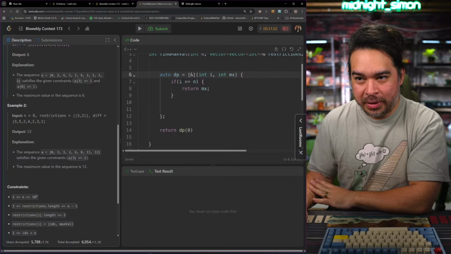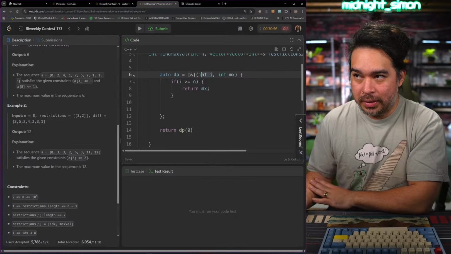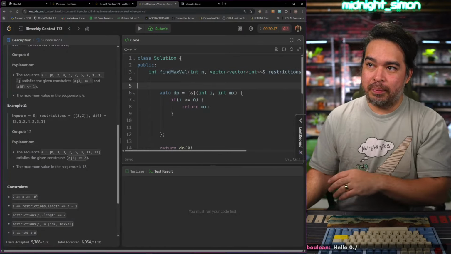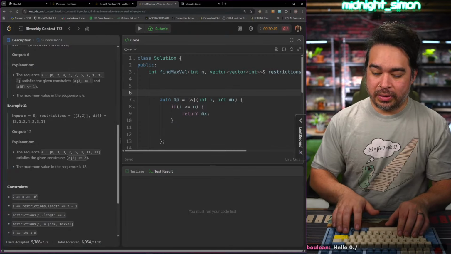The first number is 0. So this will tell me the diff, I have to check restrictions. So maybe I should map my restrictions to an index.